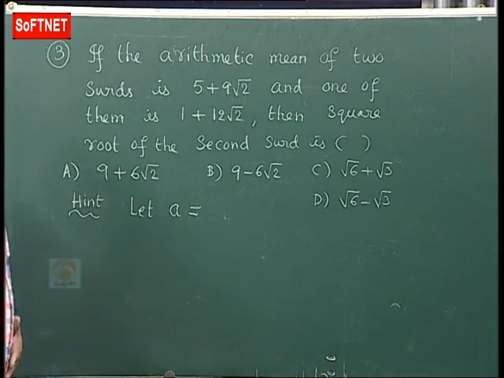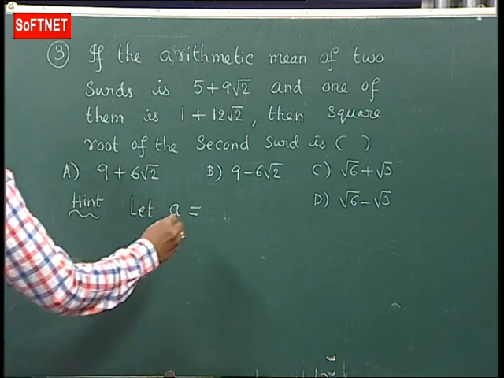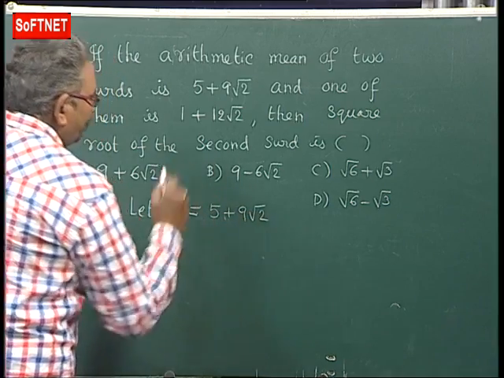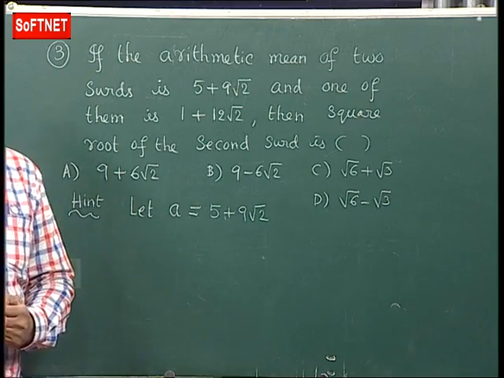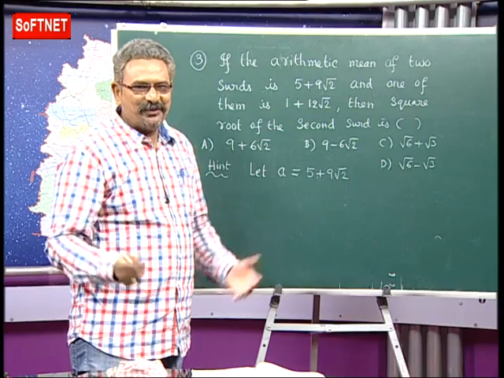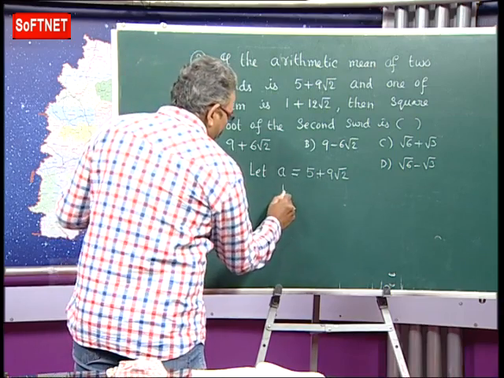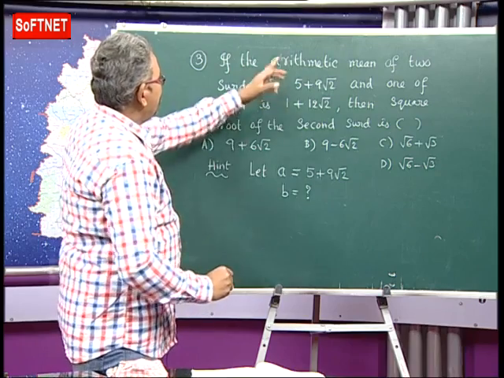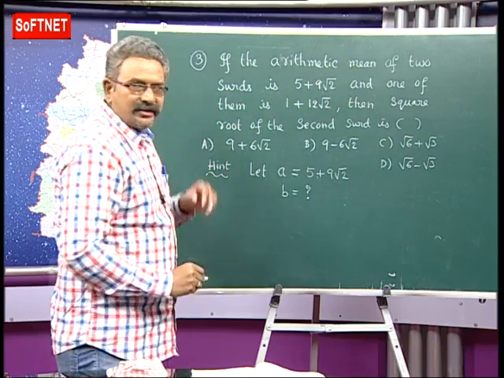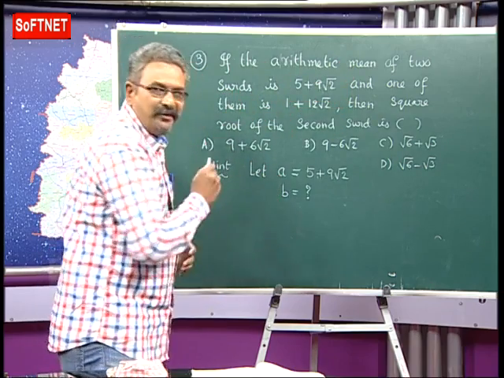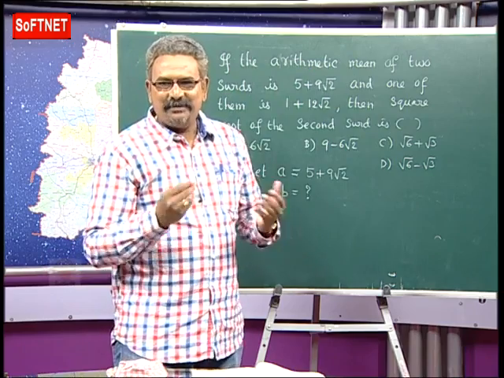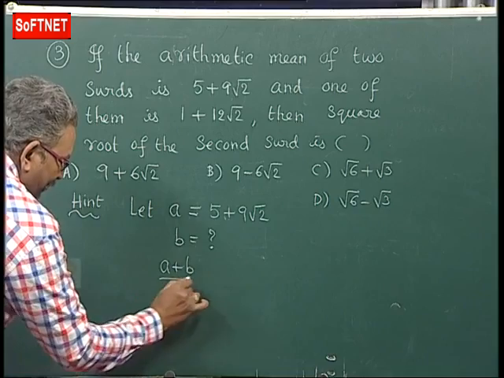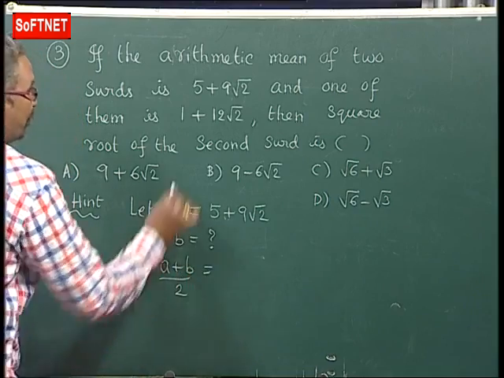Now A is the first surd, that is 5 plus 9 root 2. Do we know the second surd? No, we do not know. Say B is equal to question mark. What is given? Arithmetic mean of two surds, that means arithmetic mean of A and B, that is (A plus B) by 2.